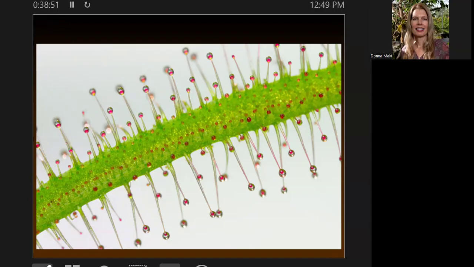Okay, we'll stop there. So we'll get into some other movements and then we'll look a little bit at how plants respond to light. We have to think about that a little bit more.